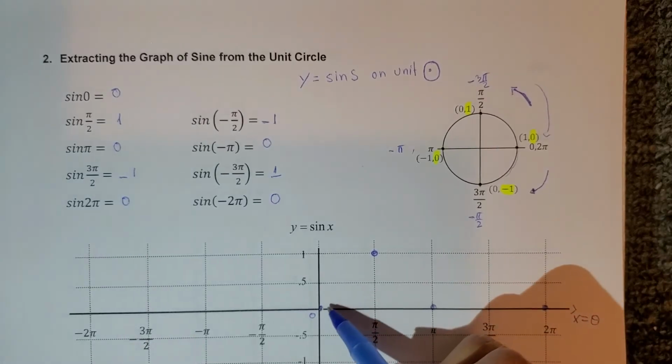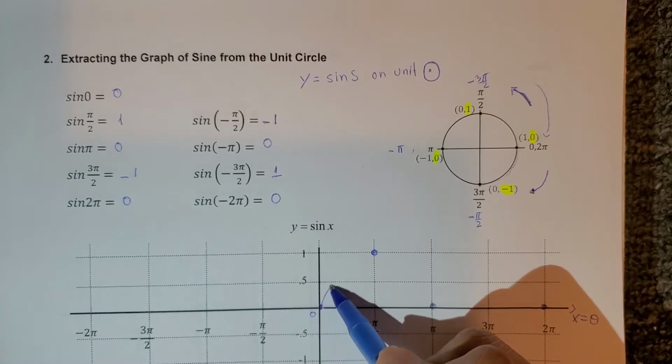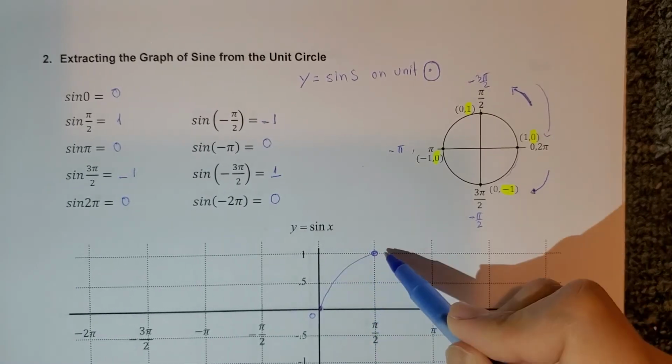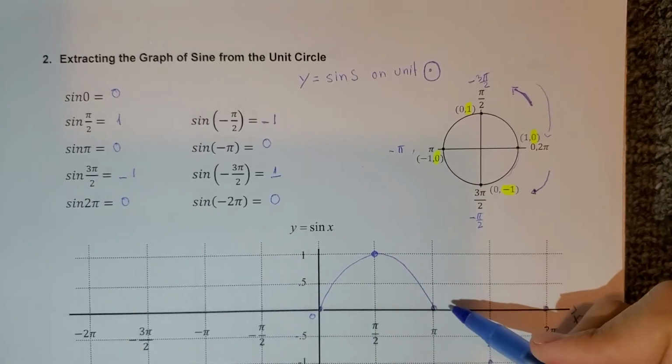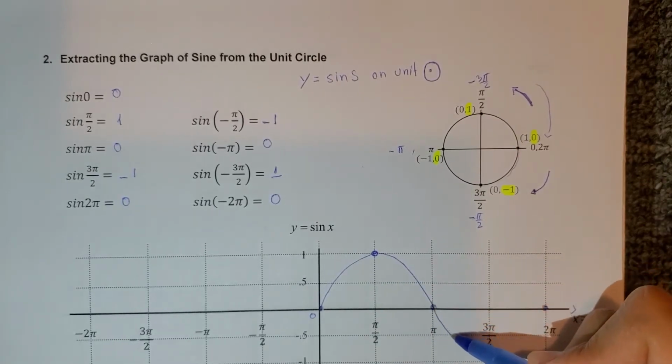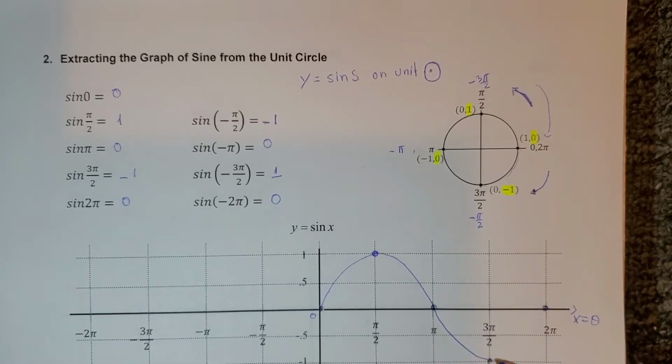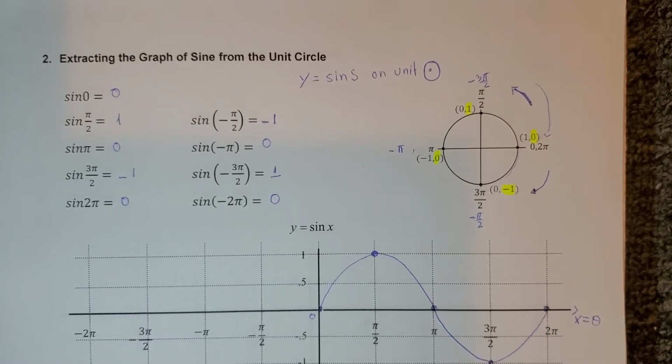If you connect these, this is like a parabola opening downward. And then this one is going to open upward. It's like this. All right, so that's how the sine function looks.